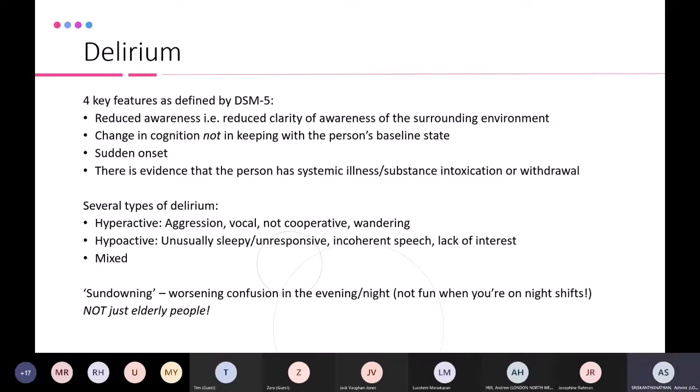And in this patient as well, something that was mentioned was they seem to have these symptoms towards the evening, and this is the sundowning effect, where the confusion worsens in the evening or during the night. So this is what makes night shifts really fun.